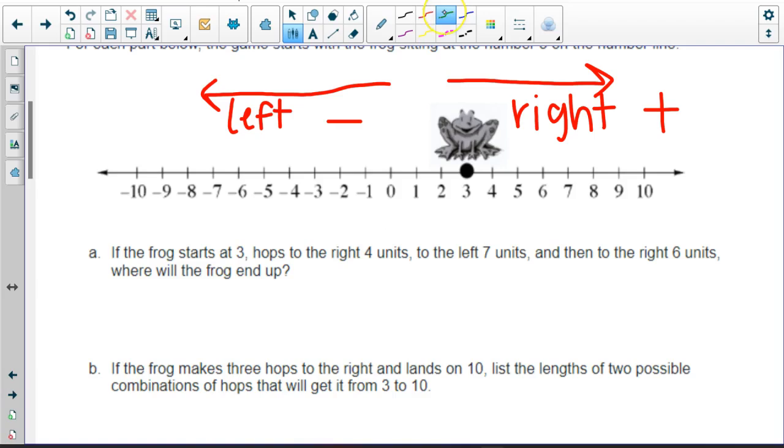All right, so we start at 3. We move to the right 4. 1, 2, 3, 4. We're at 7. We move to the left 7. 1, 2, 3, 4, 5, 6, 7. And then we move to the right 6. 1, 2, 3, 4, 5, 6. So we ended at the number 6.